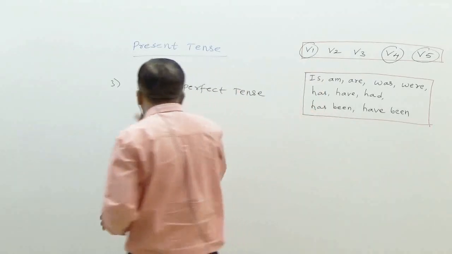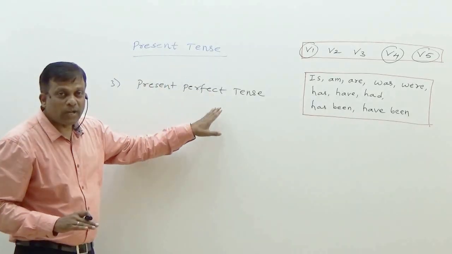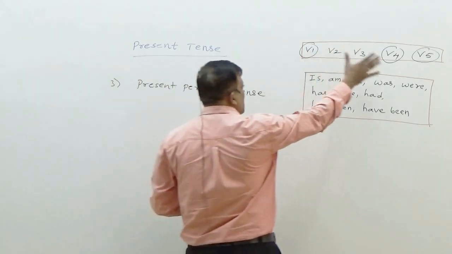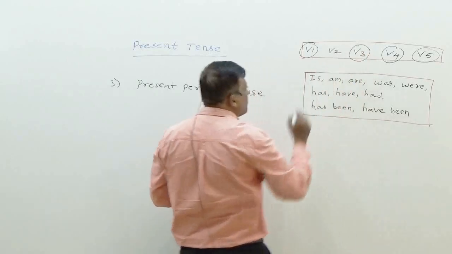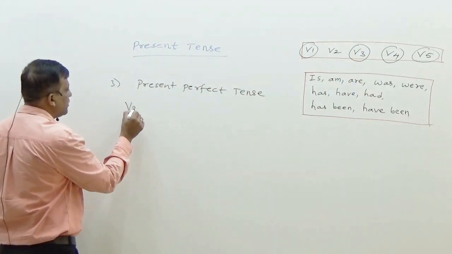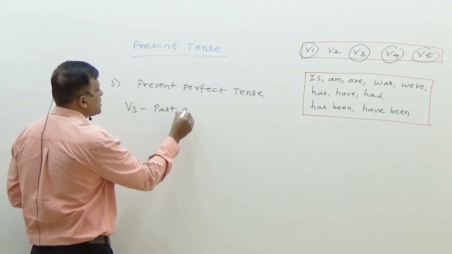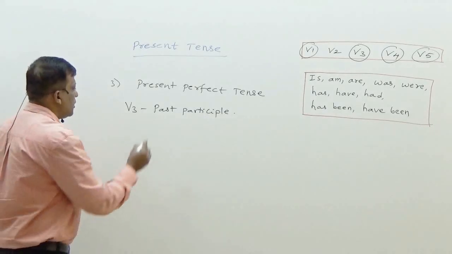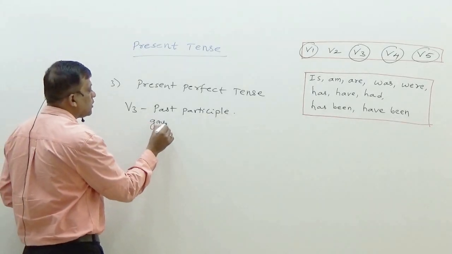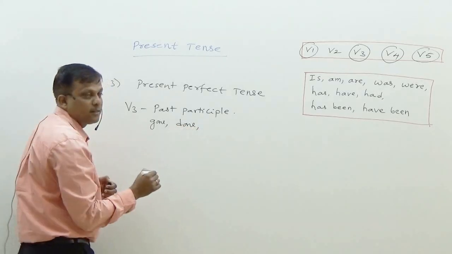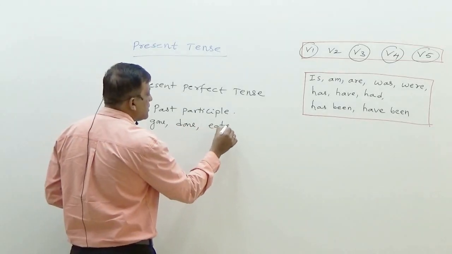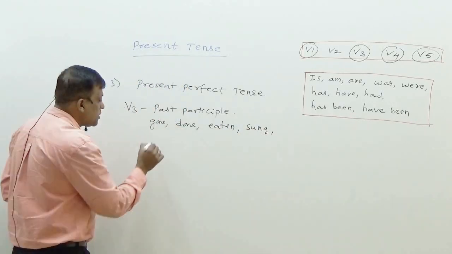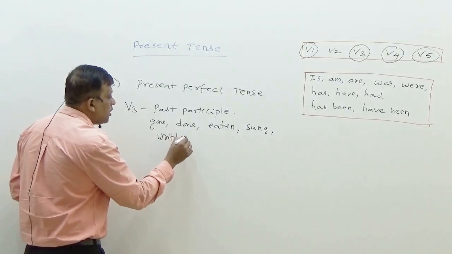So to express that action which is over at present, which verb do we use? Very important. So already we have used three verbs. Now here we use a very important word, that is verb number 3. We also call it past participle. Past participle, verb number 3. For example, go, went, gone; do, did, done; eat, ate, eaten; sing, sang, sung; write, wrote, written.